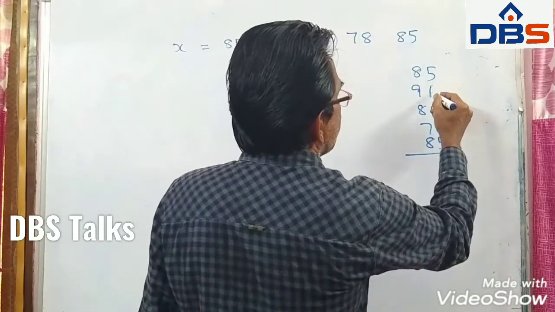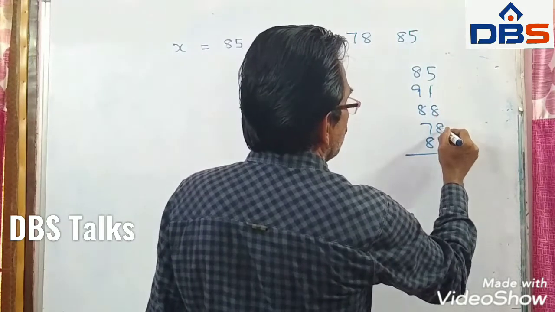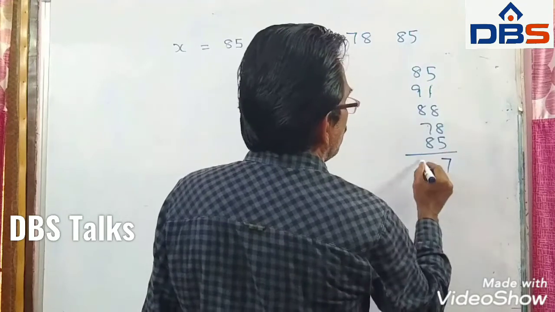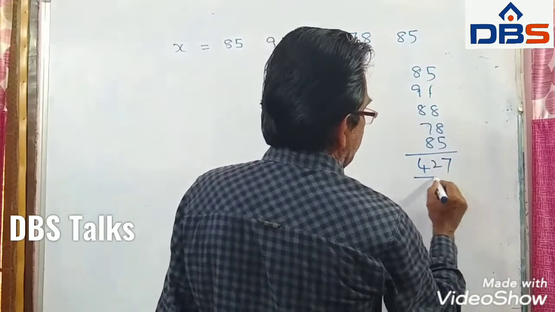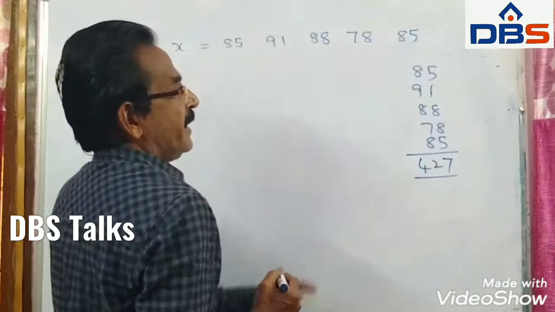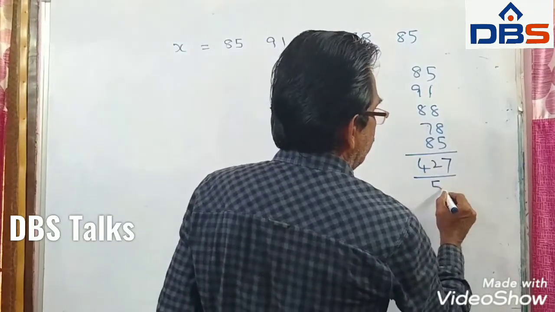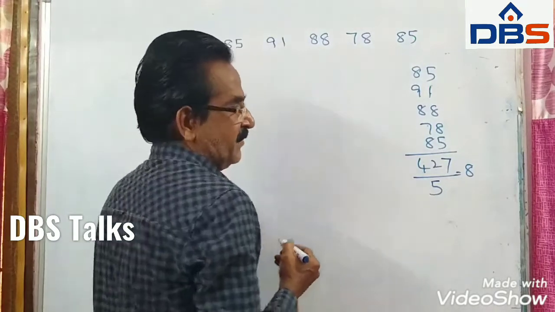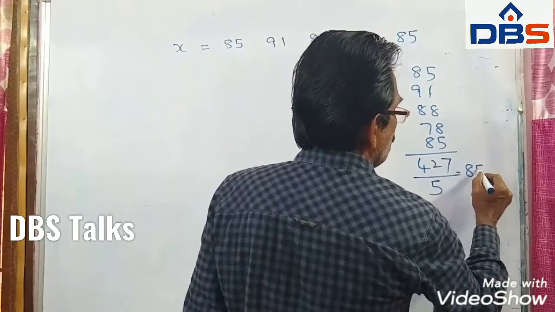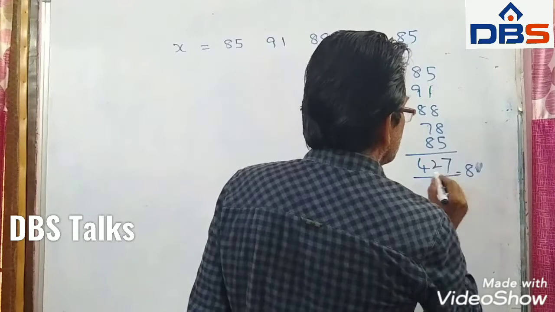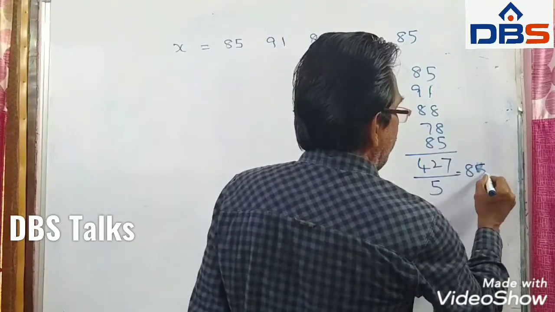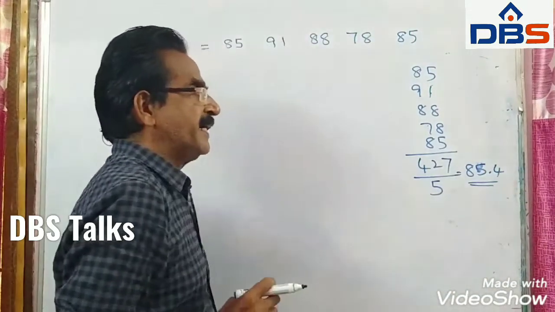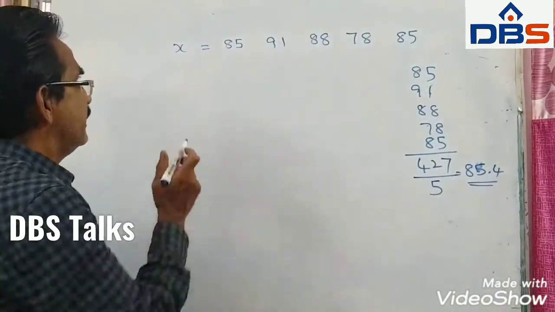6 plus 8, 14, 22, 27, 10, 17, 25, 34, 40. The sum is 427. 427 by 5 values, by 5. 5 8s are 40, 5 8s are 40, 2, 5, 27, 5 5s are 25, 2, 4. 85.4. 85.4 is x bar.